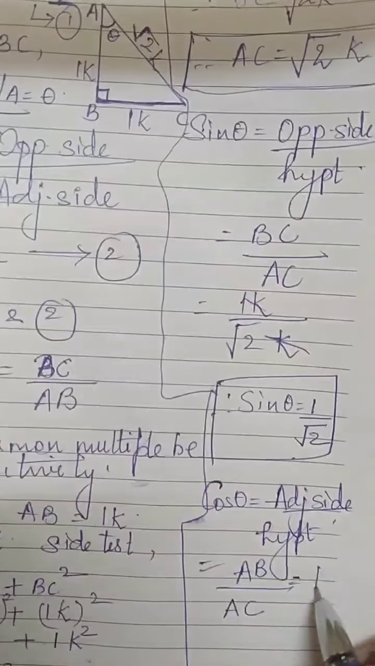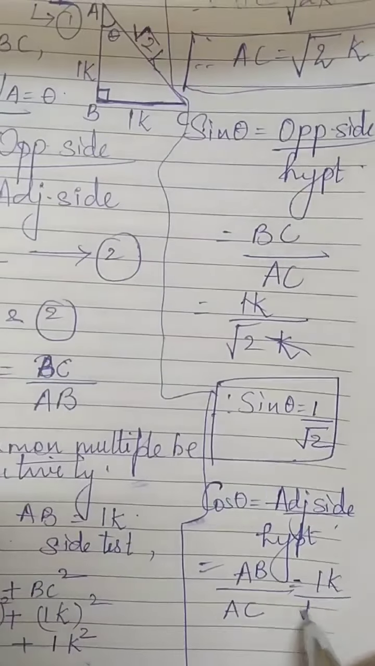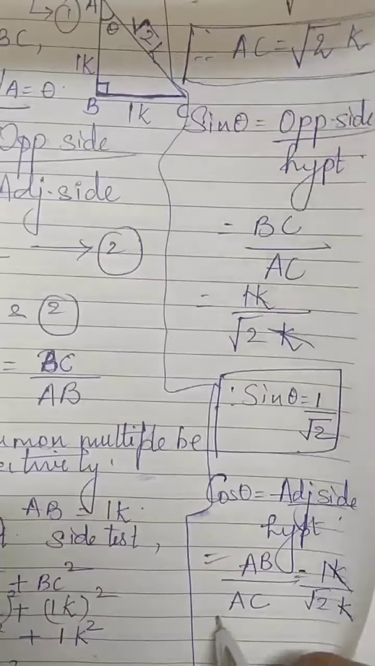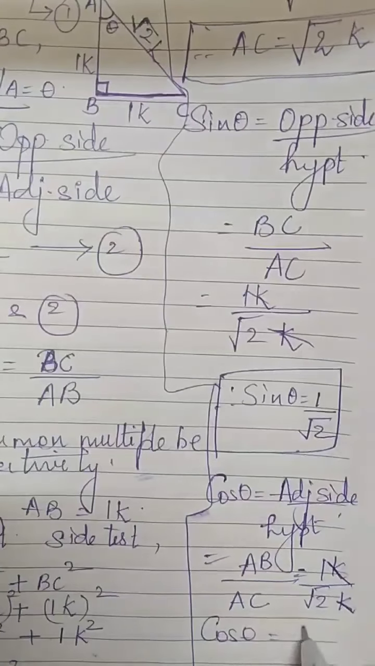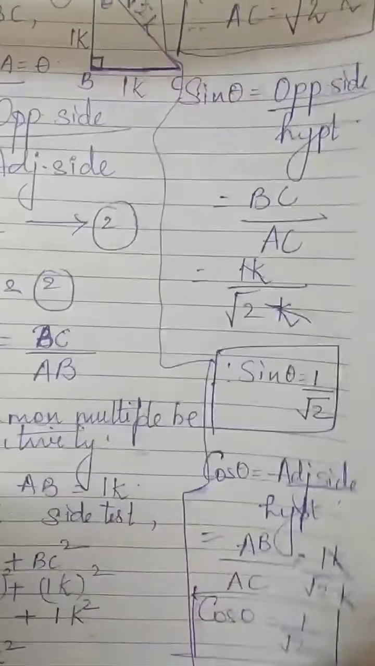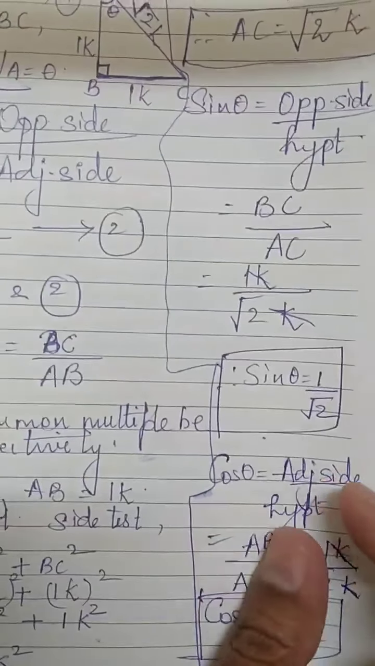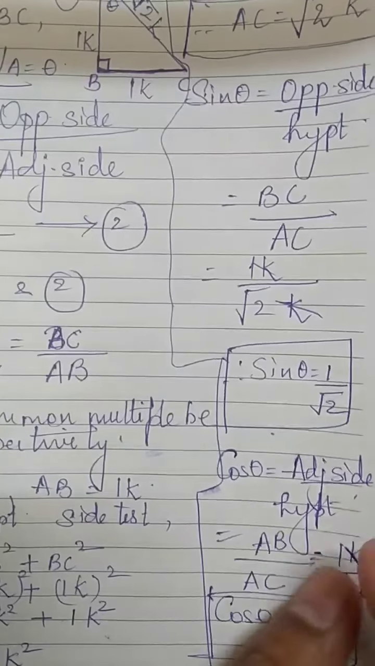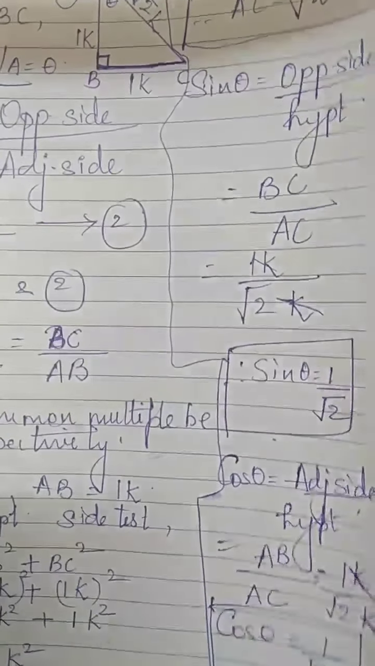AB we got 1k and hypotenuse is root 2k. That also k cancel. So here also you get cos theta as 1 upon root 2. Put it in a box. So these three sums I solved. Now remaining sums you have to solve on your own. I will show you the next method also.